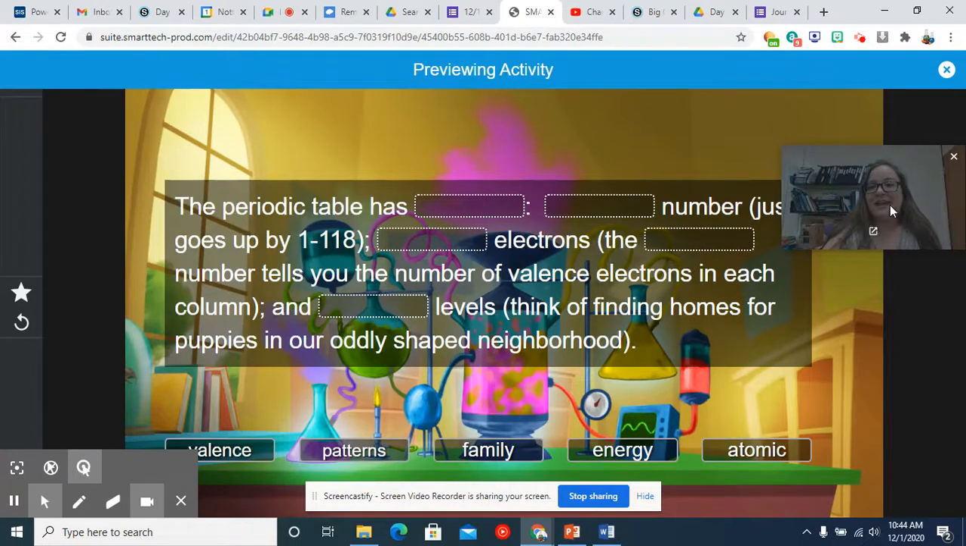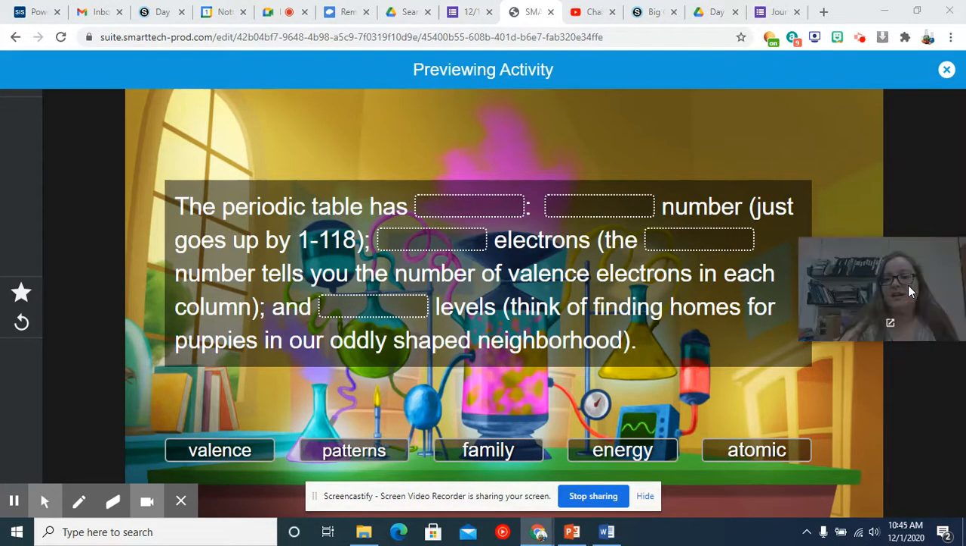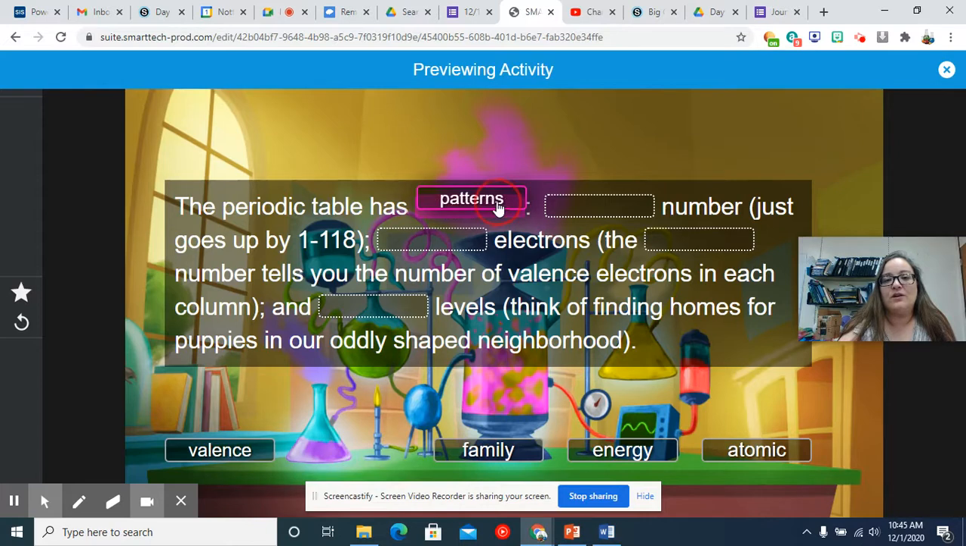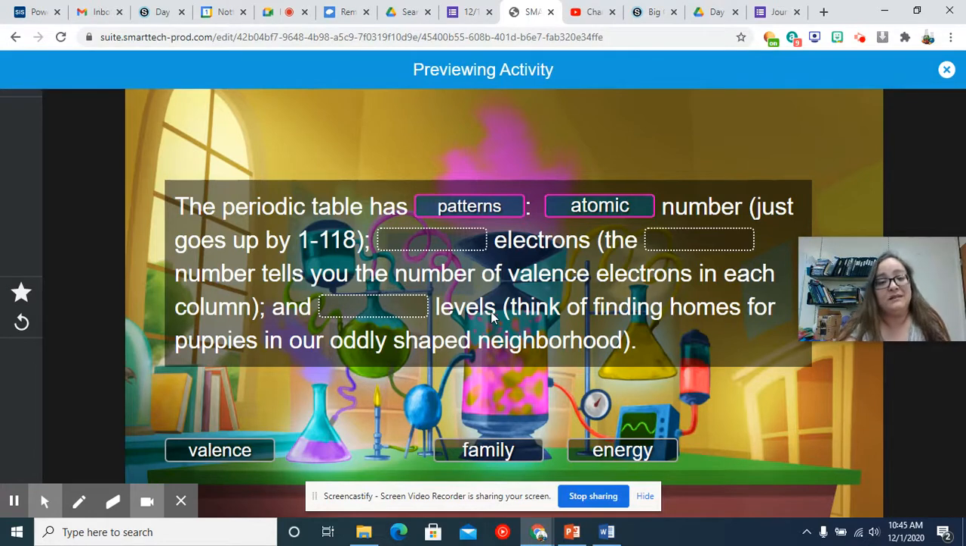Okay, so this is the second game, and this one is all about matching up the vocabulary words. So the periodic table has patterns. So we had a word to help us remember the patterns of the periodic table, and that was PAVE. So the P in PAVE stands for patterns. So A is for atomic number, and the atomic number just goes up by 1. So it's 1 through 118. And that's a pattern. It's a boring pattern, but it is a pattern.